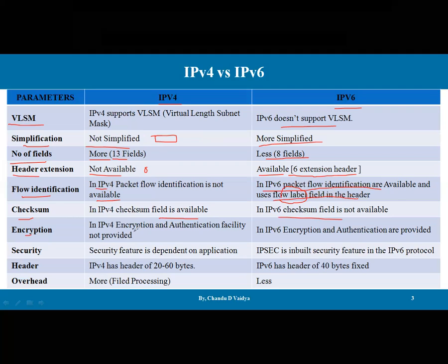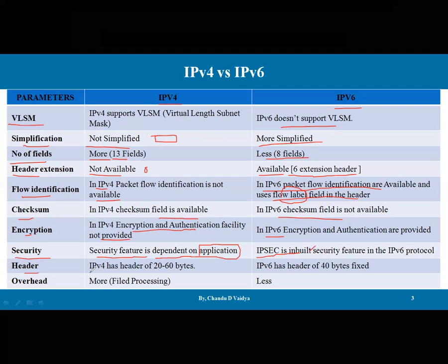Encryption. In IP version 4, encryption and authentication facility is not provided. But in IP version 6, encryption and authentication are provided. There are two separate protocols available, IP security protocols, and the field is also available in the header format for security purposes. So security is more in IP version 6. In IP version 4, security features are dependent on the application. If any application wants to provide security, that application dependency is there. But in IP version 6, IPsec is an inbuilt security feature in the protocol. There are two protocols available, AH protocol and ESP protocol. We also have a separate video for that.